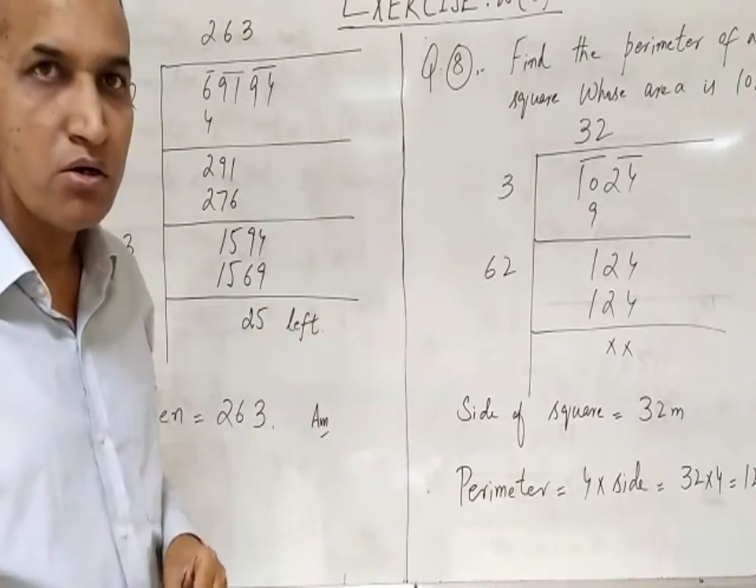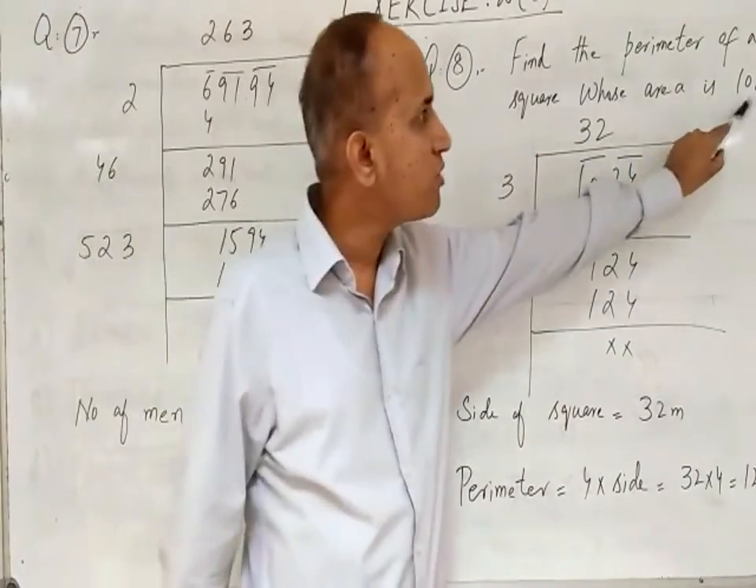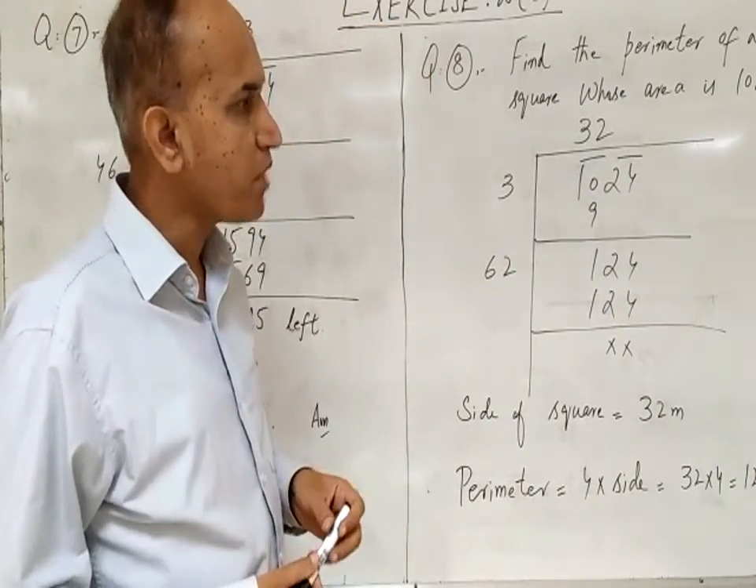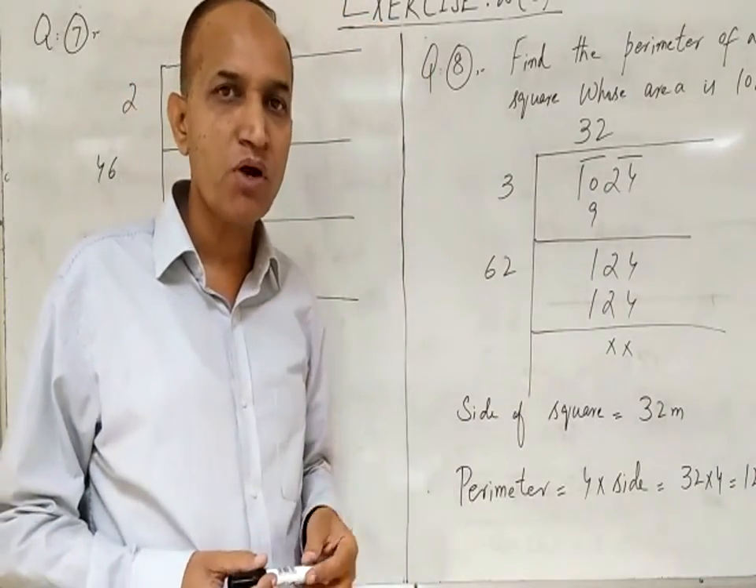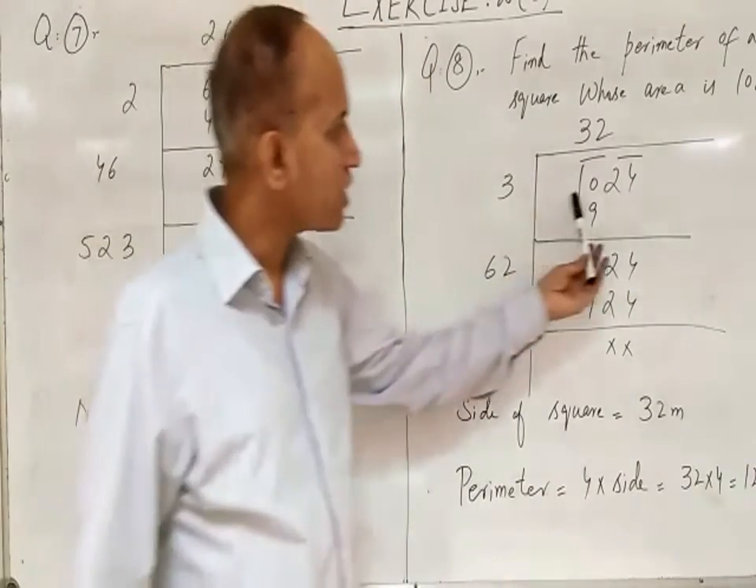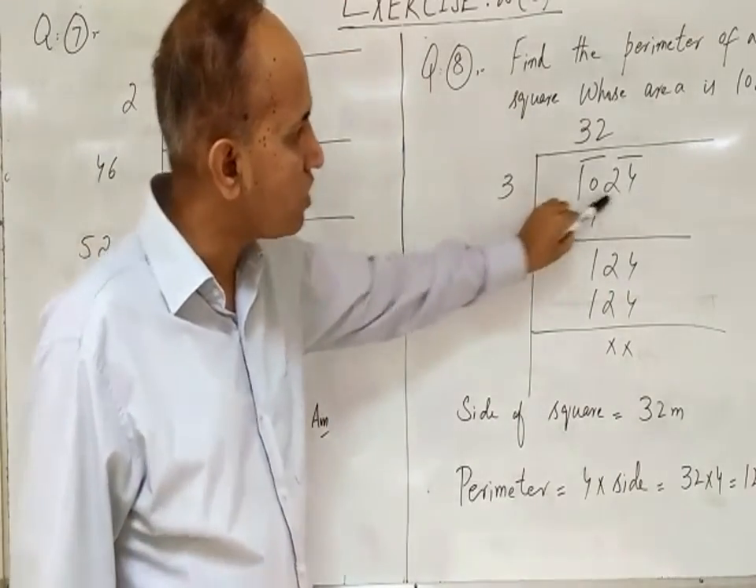In question number 8, we have to find the perimeter of a square whose area is given to be 1024 meter square. So we have to find the perimeter. For perimeter, we have to find one side of that square. For that, we take the square root of 1024. So we get 32 as the square root of this.